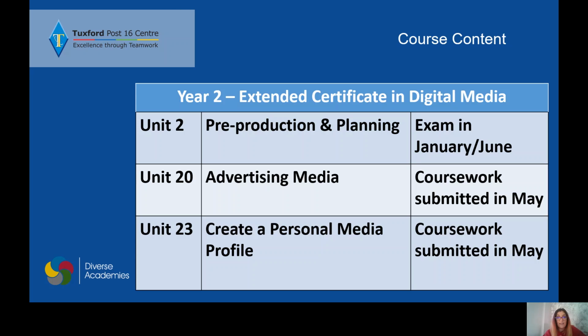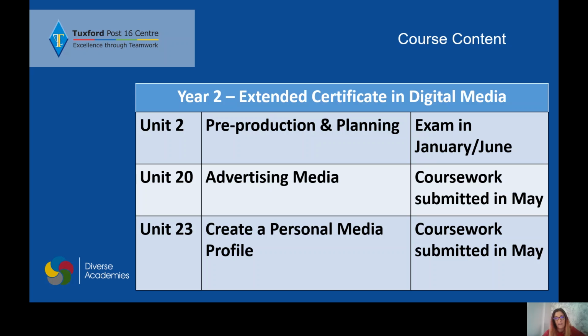Year 2 is a little bit similar. So you have Unit 2, which is all about pre-production and planning. So again, you learn about the theory and how the industry works in terms of the pre-production stages of creating media products. Again, that's assessed in an external exam that you can sit in January and June if you choose to. And then we have 2 coursework units.